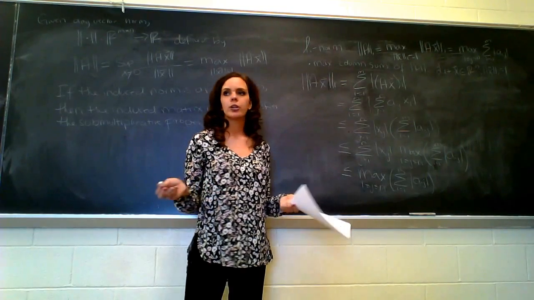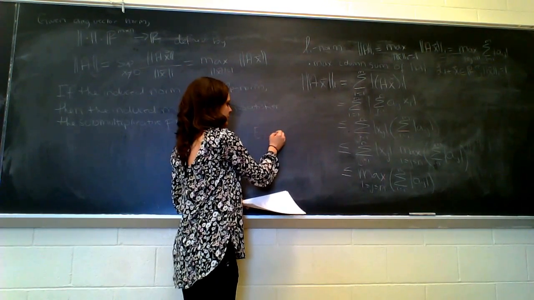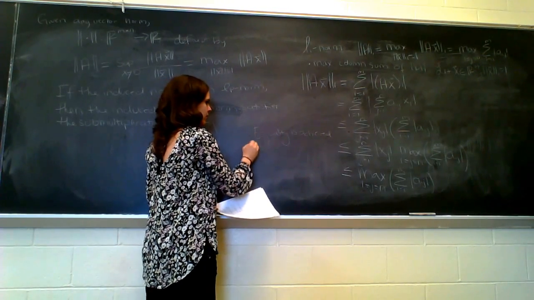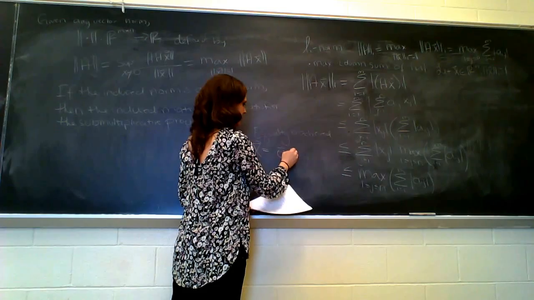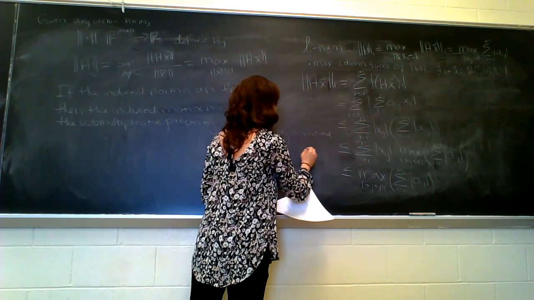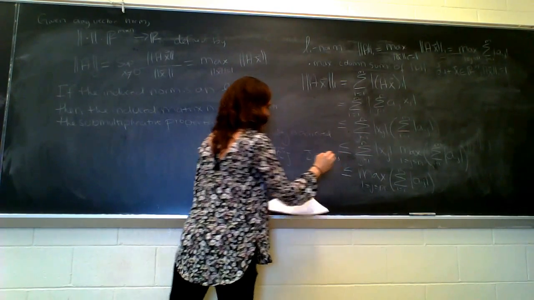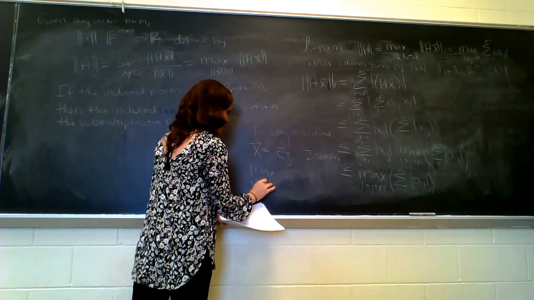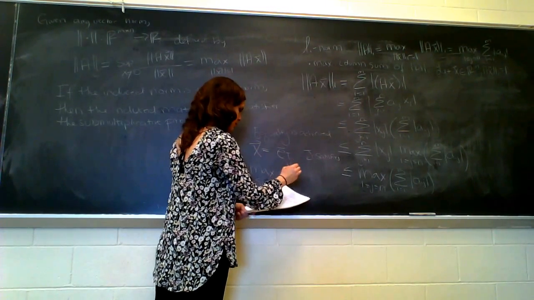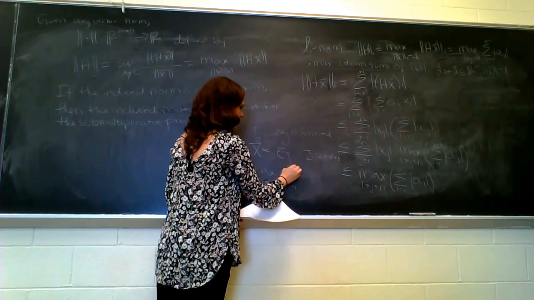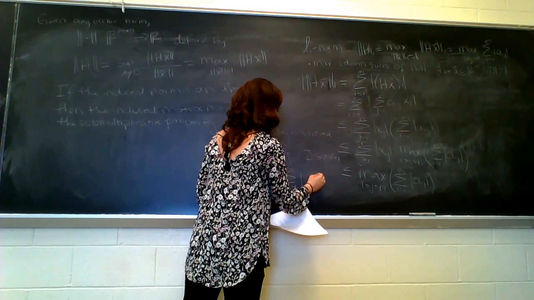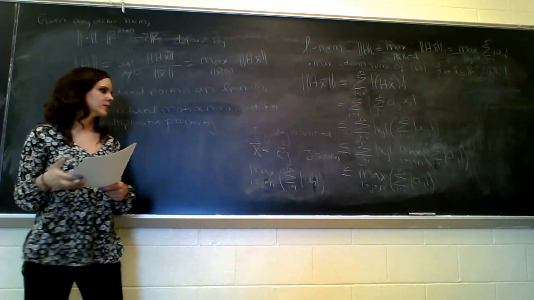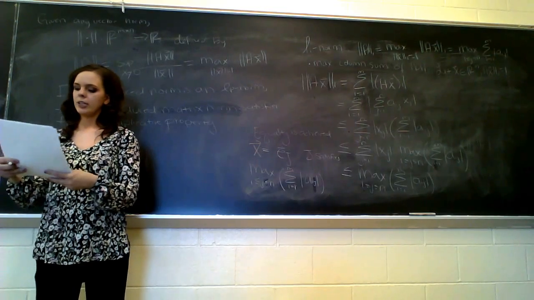Now, this is less than or equal to, but equality is achieved. So equality is achieved if the vector x is equal to e_j, where the index j satisfies the following. It's the maximum over j of the sum i equals 1 to m of a_ij. So that's what this index j has to satisfy right here. So that's when we'll have equality with this matrix norm.